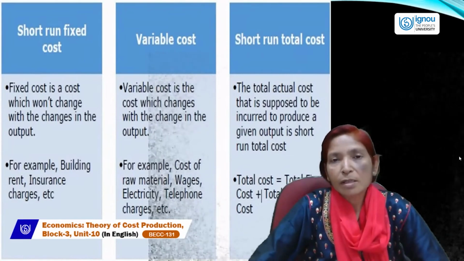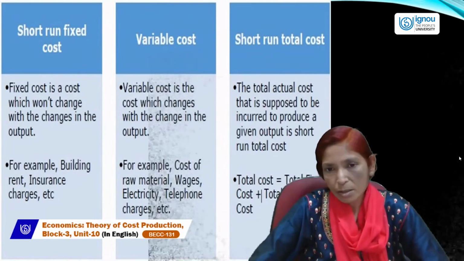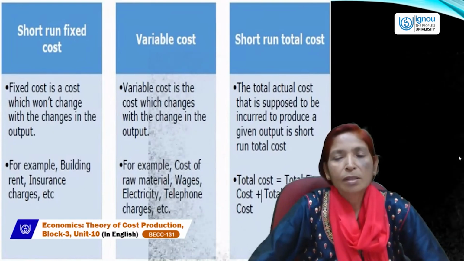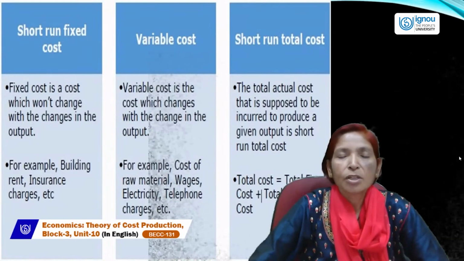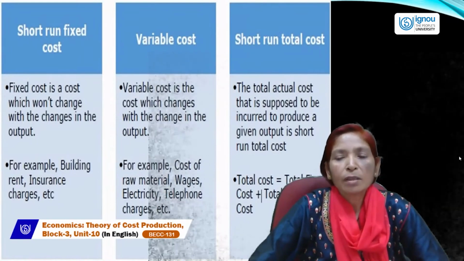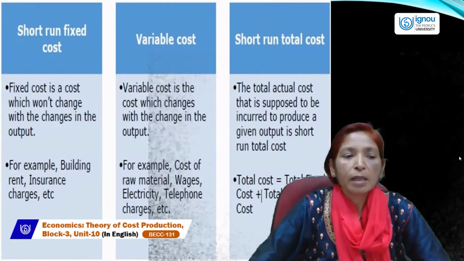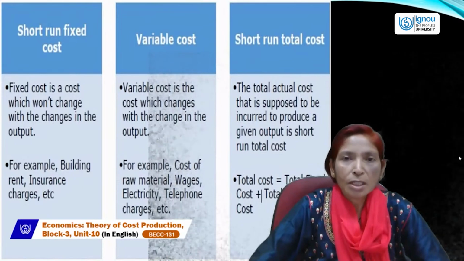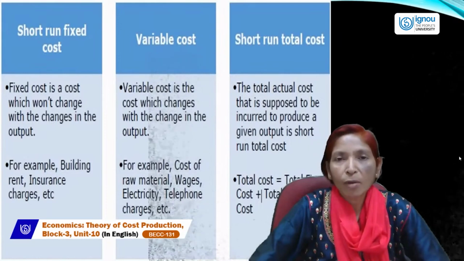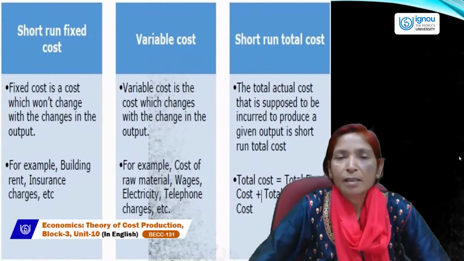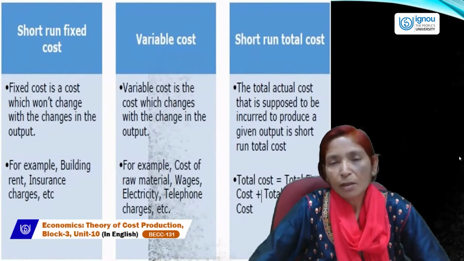And total cost is the summation of fixed cost and variable cost. So the total actual cost that is supposed to be incurred to produce a given output in the short run is called total cost. Examples of fixed cost are building, rent, insurance charges, etc. And examples of variable cost are the cost of raw material, wages, electricity, telephone charges, etc. These are known as variable cost.